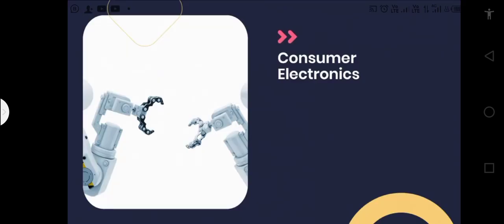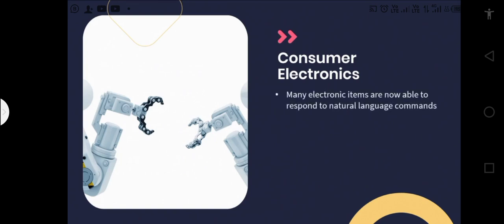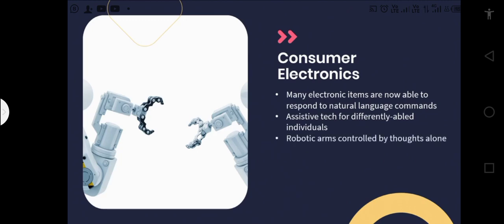With recent advances in processing and interconnectivity, electronic items such as televisions, mobile phones, soundbars, and even headphones are now able to respond to natural language commands. A lot of electronic devices are now available as assistive technologies for differently abled individuals. Recent electronic shows had robotic arms and other contraptions that can be controlled by thoughts alone. There is a lot of research going on around tech that lives inside the body. Yes, inside the body. Perhaps in future, people will be able to communicate without having to carry a mobile phone.